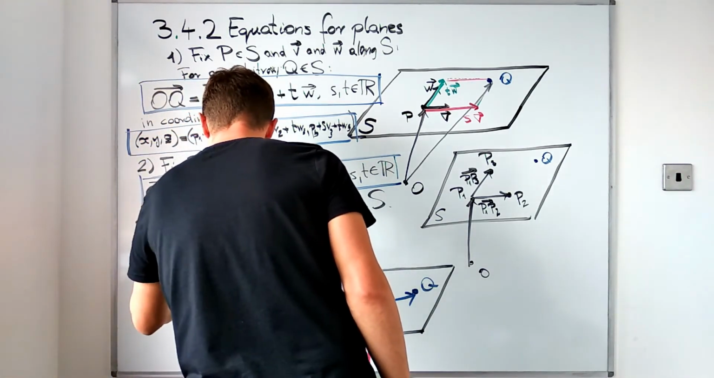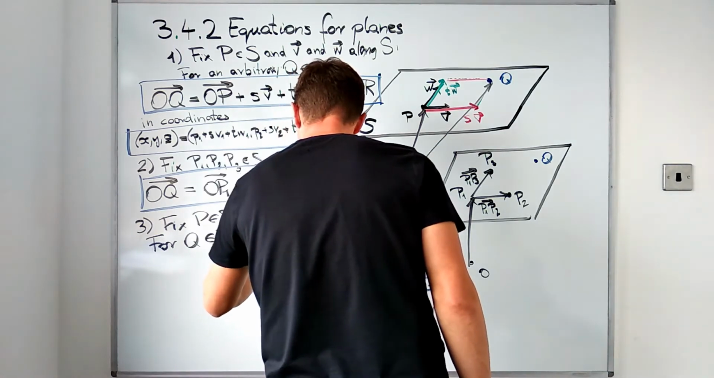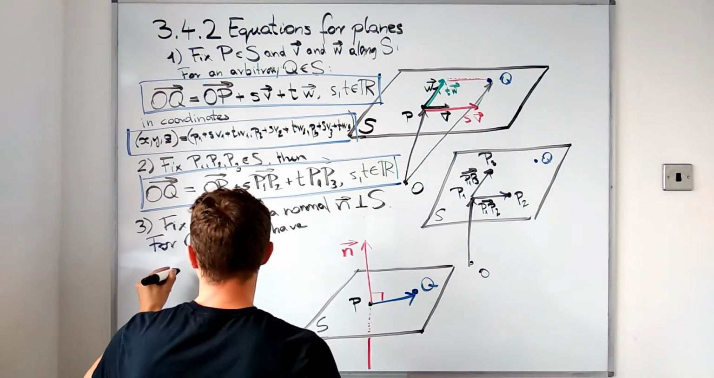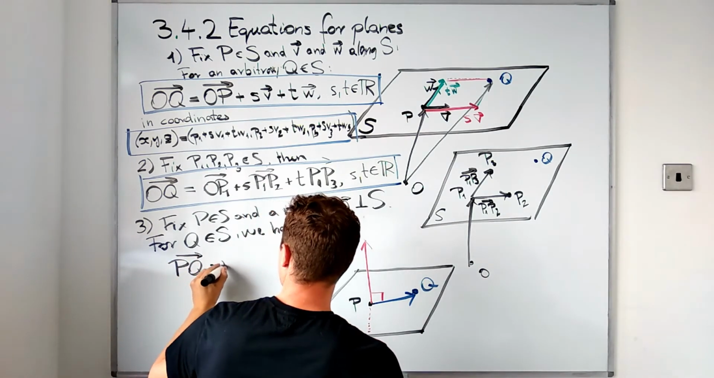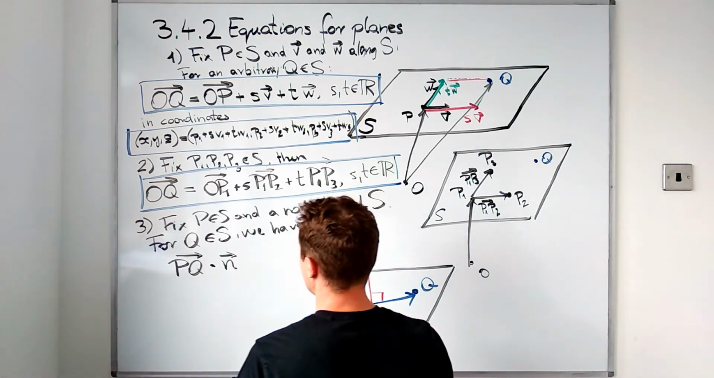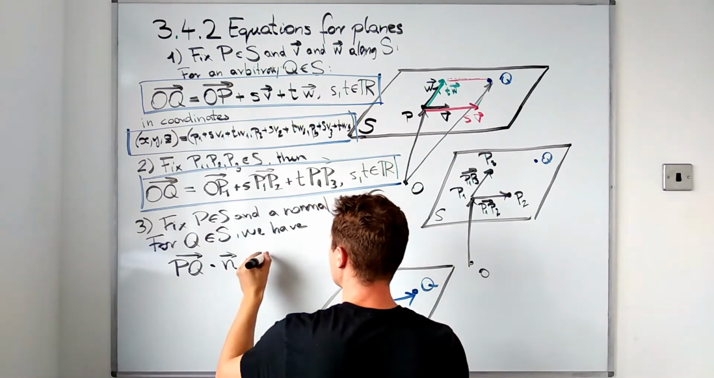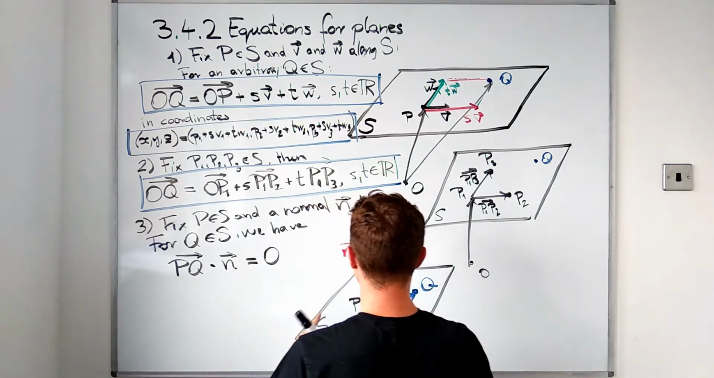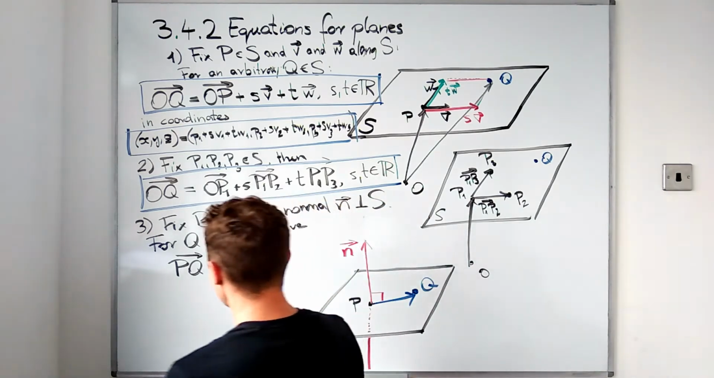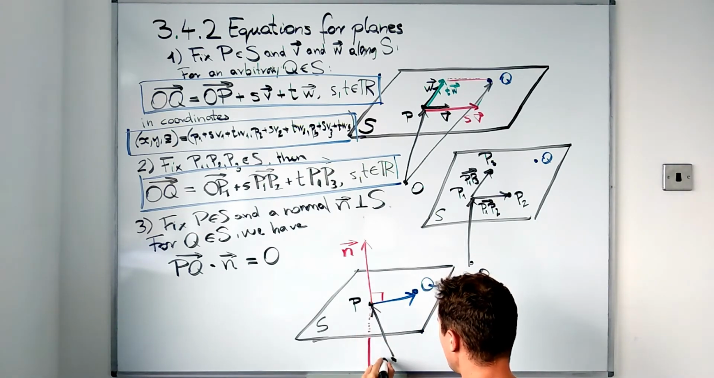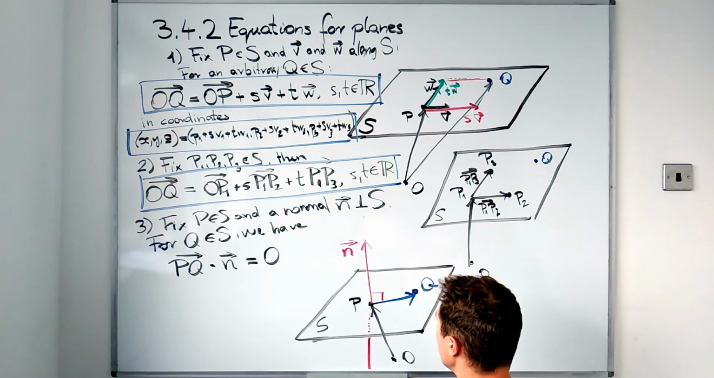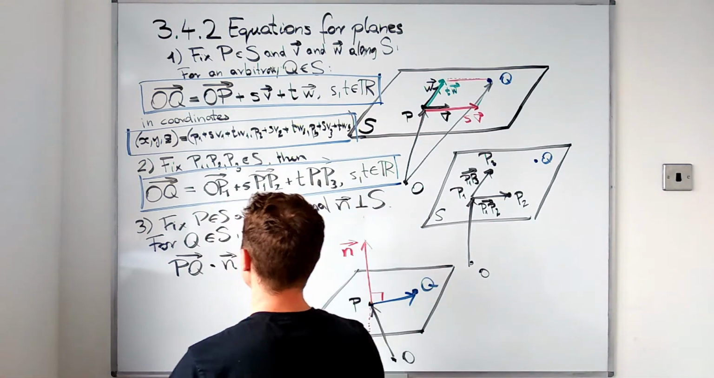Only points in the plane will have the property that the vector PQ, taking the scalar product of PQ with n, gives us 0, because they are perpendicular. Okay, so now of course we have to think of P as a known point, so its coordinates are known. Also the vector n, we assume that we know its coordinates, and it is the coordinates of the point Q that we are interested in.